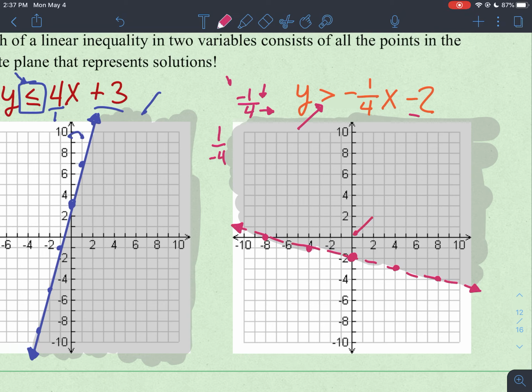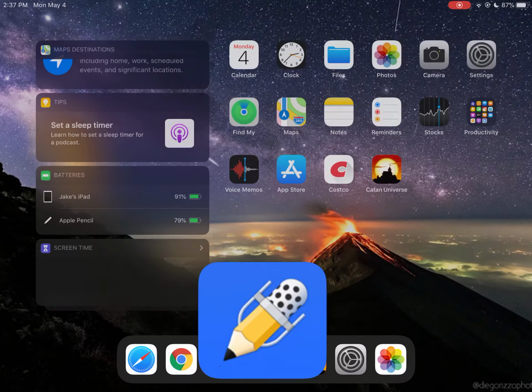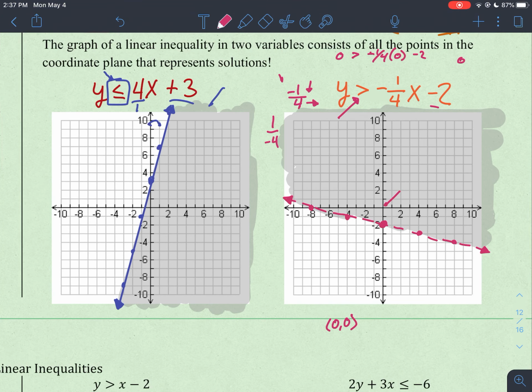Let's pick the point 0, 0. Easiest point that we can possibly pick. We're going to plug it in, and we're going to see if it comes out true. 0 is greater than negative 1/4 times 0 minus 2, which is saying that 0 is greater than negative 2, which is true, so it checks out.